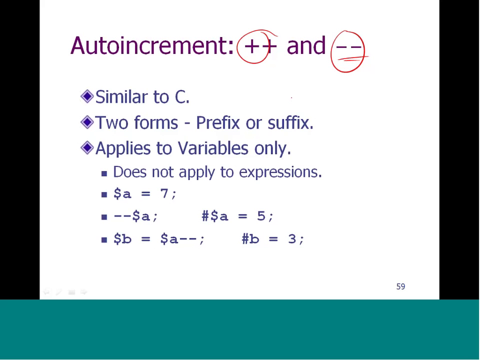These kinds of operations are very similar to C. You already saw that in C there are several of these, like i plus plus, things that we always use within loops. So they are very similar to C. Again, two forms are supported. One is a prefix, and the other one is a suffix.